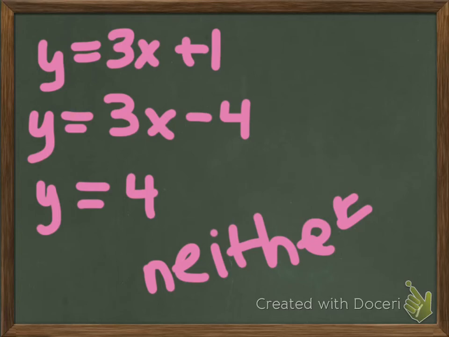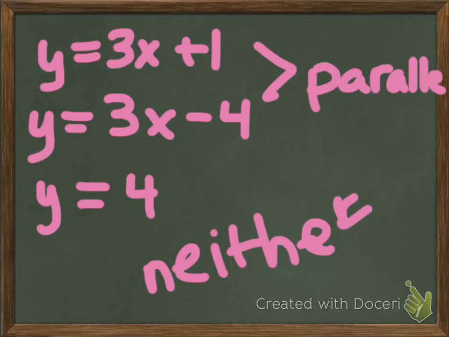If I want to be more specific, these two would be considered parallel. So all three in comparison are neither parallel nor perpendicular. And when you're thinking of just two at a time, the first two would be parallel because they have the same slope.